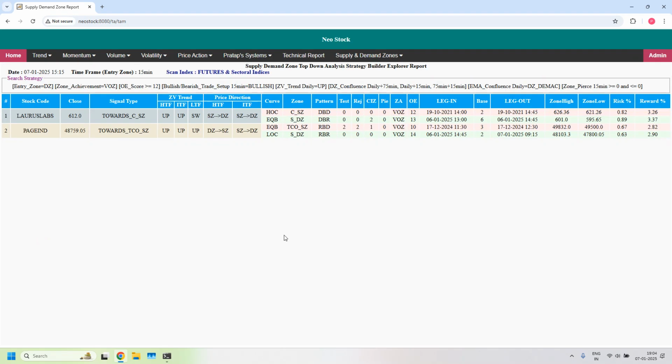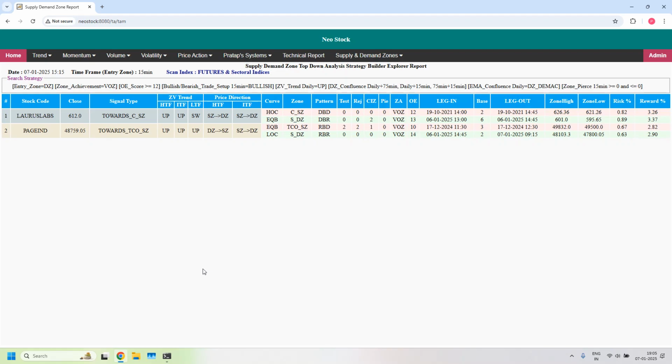on daily time frame should be uptrend because it is bullish trade setup. Let's filter. We got 2 stocks. So these 2 are even more high probability trade setup 15 minutes demand zones, because these 15 minutes demand zones are part of 75 minutes zone, and both together part of weekly demand zone, and that weekly demand zone is having weekly EMA confluence, and also weekly trend is uptrend. All these parameters, these 2 stocks are satisfied.